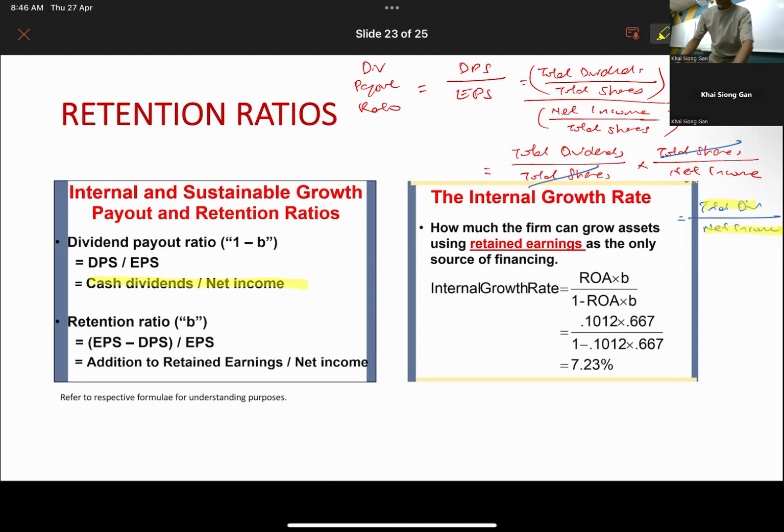Okay, and this one I just show you how the formula is being derived. Not very important actually, as long as you understand how the formula is being derived, that's good enough. They won't ask you to derive the formula in the exam anyway.